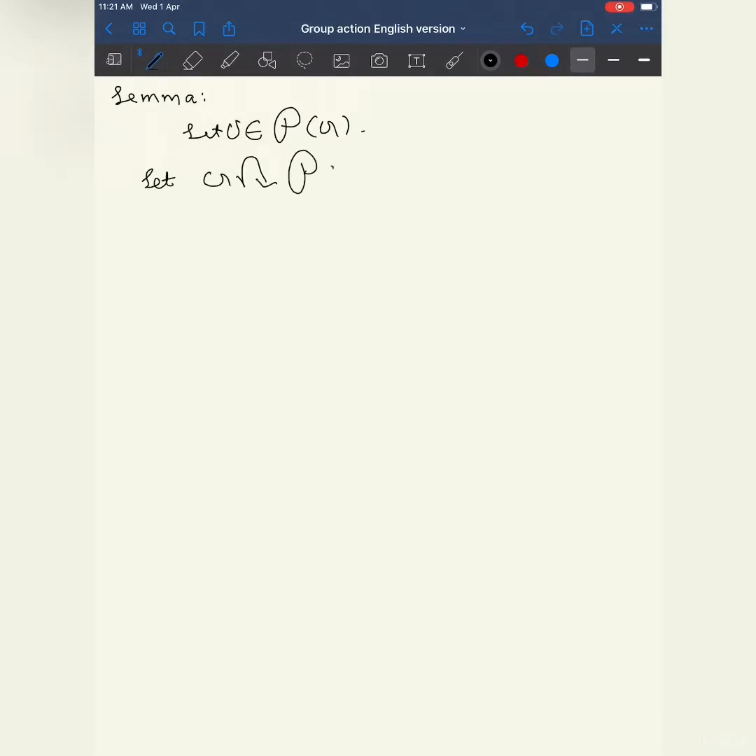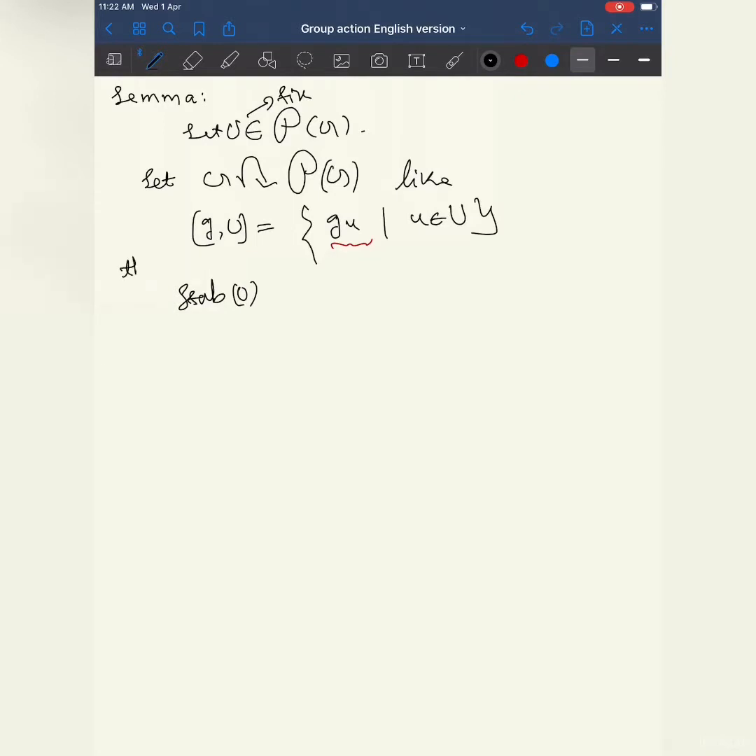Let G act on the power set of G like this. This makes perfect sense because both are group elements. You can check this is a group action. Now fix this. My claim: the cardinality of the stabilizer of U divides the cardinality of U, and the stabilizer of U divides the cardinality of G.